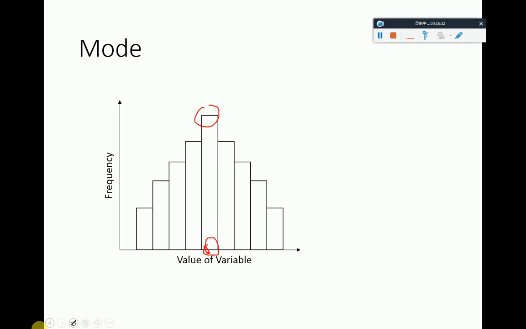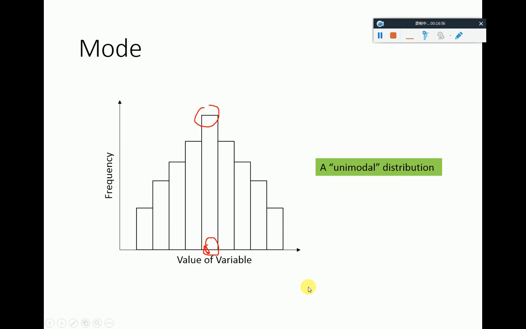So if we only have one mode, we'll call this distribution a unimodal distribution. Uni means one, and modal is the adjective form of mode. So this distribution is called a unimodal distribution.